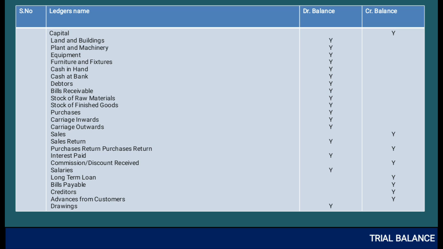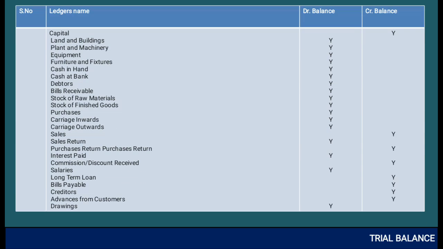Interest paid, debit. Commission and discount received, they are part of income, so we have to write them on the credit side. Salaries expense, debit side. Long term loan, that is a kind of liability, that's why we have to write it on the credit side. Bills payable, liabilities. Creditors, liabilities. Advance from customers, that is also a liability. And drawings, that is a kind of expense, so that's why we have to write it on the debit side. So it was just a summary, a revision, of where we have to transfer the debit balance and the credit balance of the different ledgers.